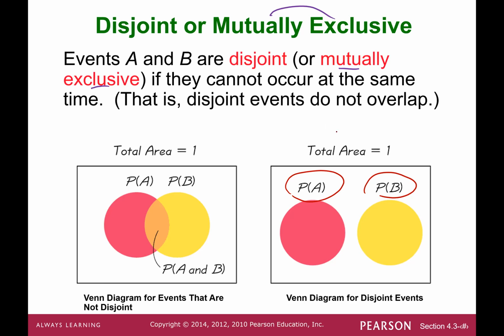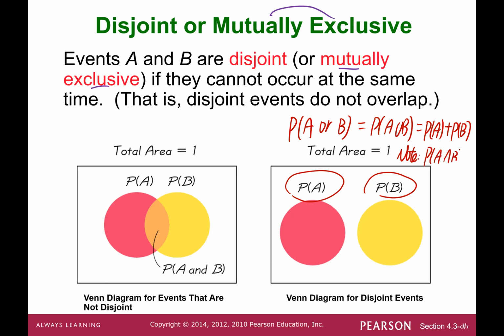So for mutually exclusive events, the addition rule is written as probability of A union B, and it just becomes probability of A plus probability of B. Because there's no intersection, the intersection is 0. Note that probability of A intersect B equals 0. That's how this goes.